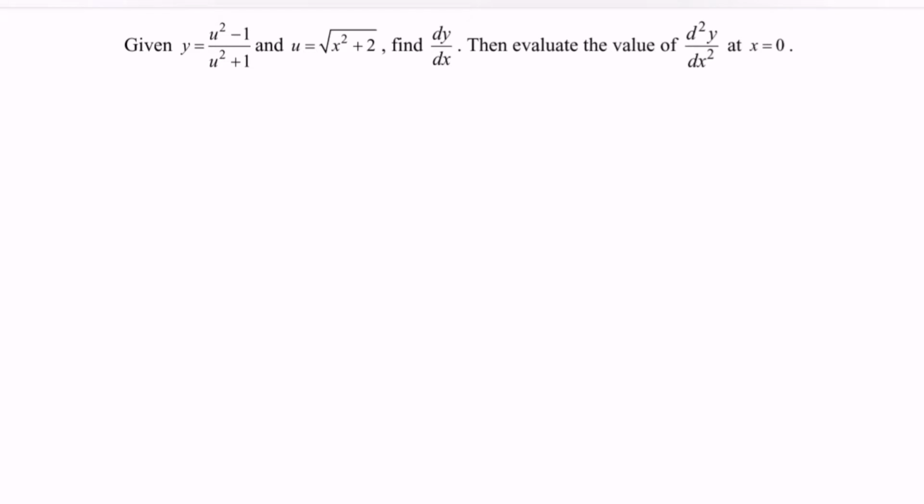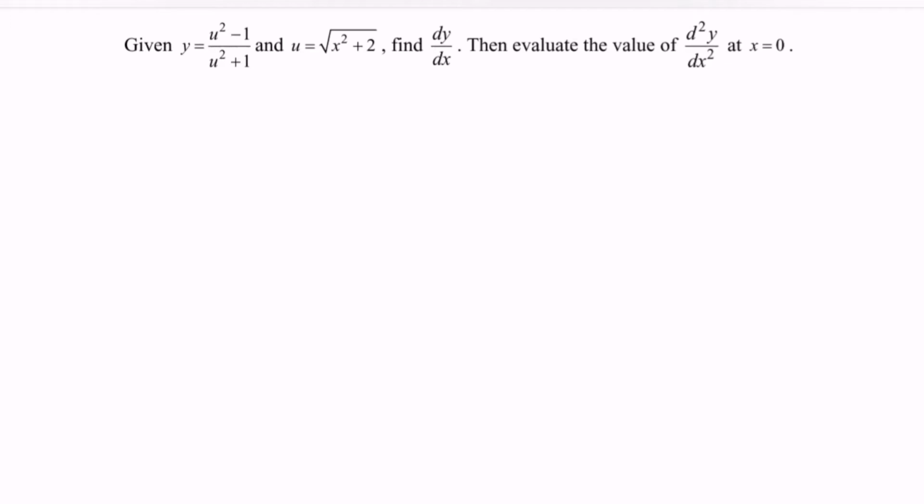Hello everyone, in this video I'm going to discuss the topic differentiation. Given the function y equals u squared minus 1 over u squared plus 1, and u equals the square root of x squared plus 2. First, find dy/dx, then evaluate the value of the second derivative at x equals 0.